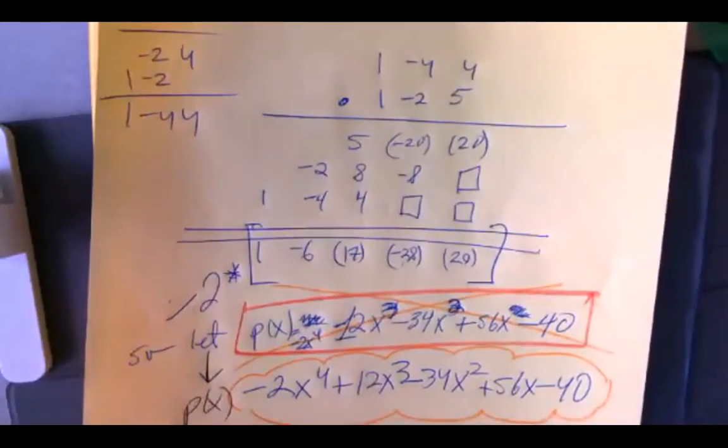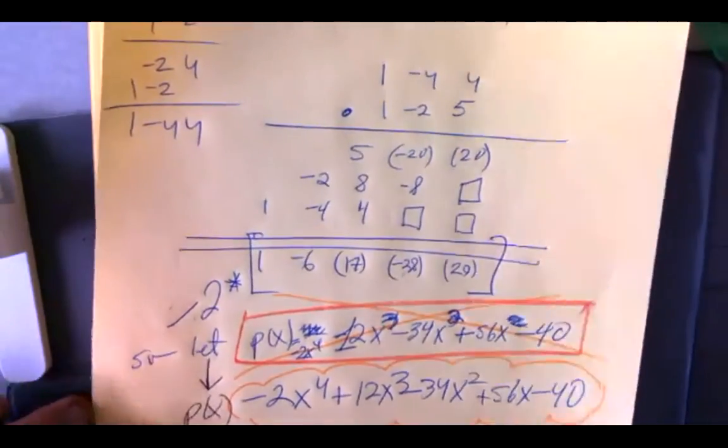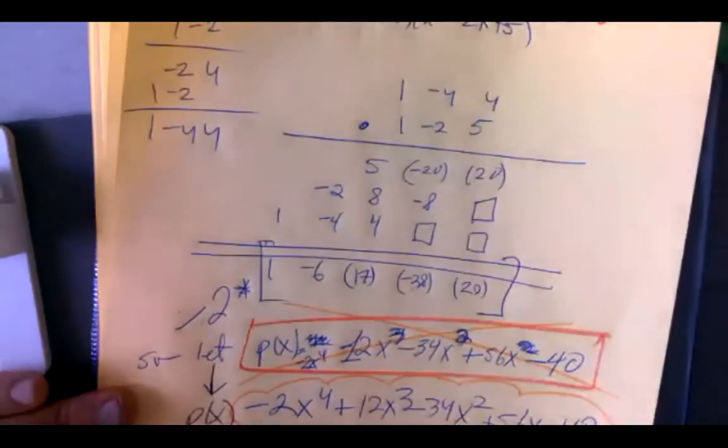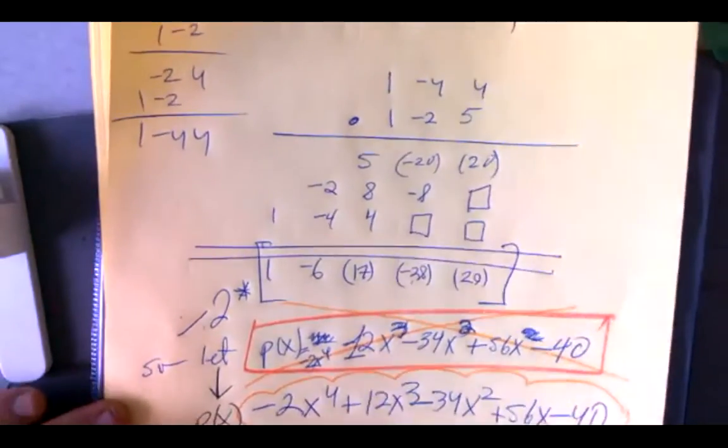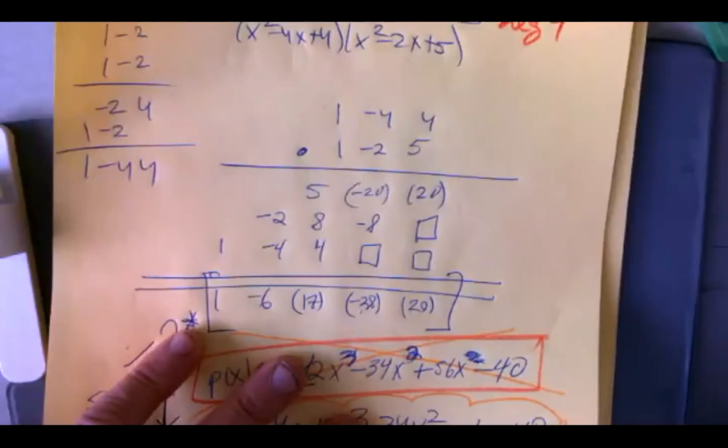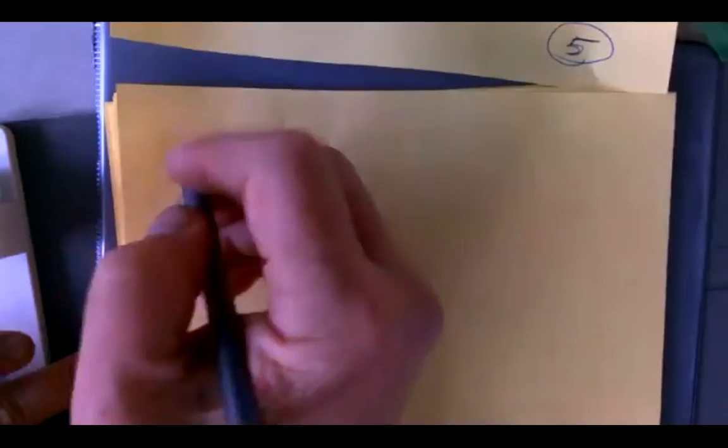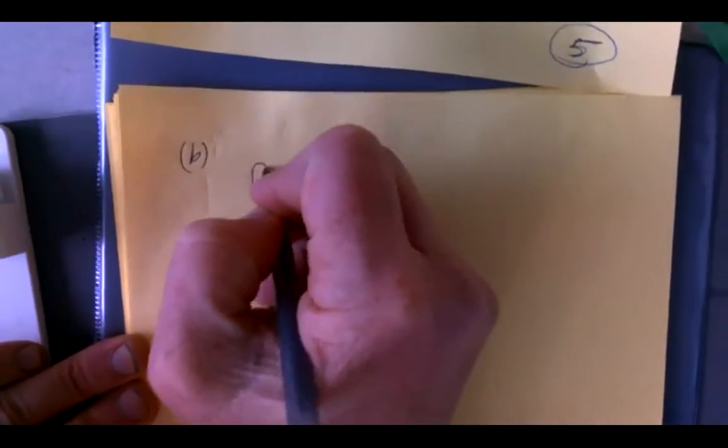is, this is the hard part. The hardest problem on the test is to show that 1 plus 2i is a root. At least you know what the hardest part is. Okay, so part B continued, P of 1 plus 2i.